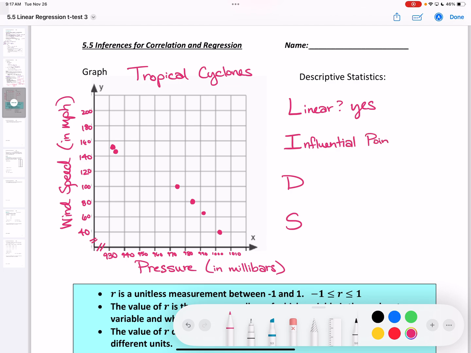Let me just write it. We'll answer it next class. D stands for direction, and S stands for strength. Now, we'll actually have to leave this blank until we run the test down below, and then we'll come back up and answer that one. Okay? Any questions for me so far?